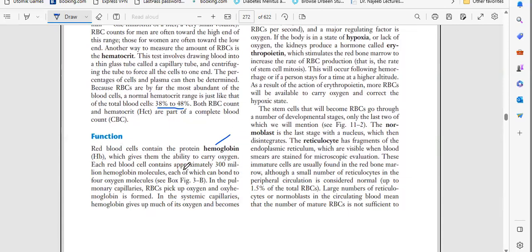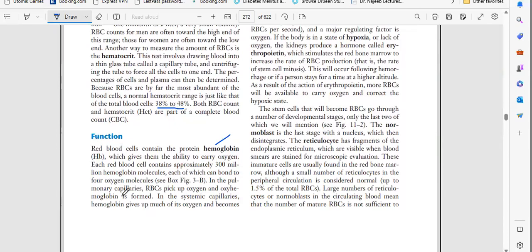So each red blood cell contains approximately 300 million hemoglobin molecules, each of which can bond to 4 oxygen molecules. So how many hemoglobin molecules do we have? 300 million Hb molecules are there. So on that hemoglobin, how much oxygen will bind? 4 oxygen will bind with this Hb.